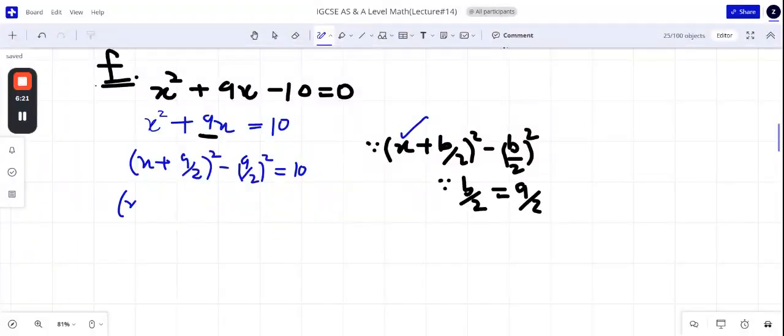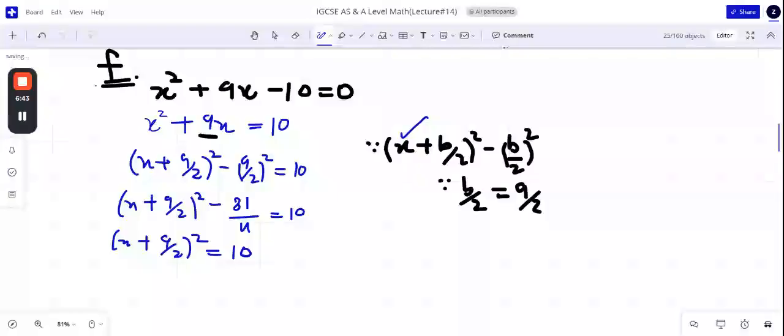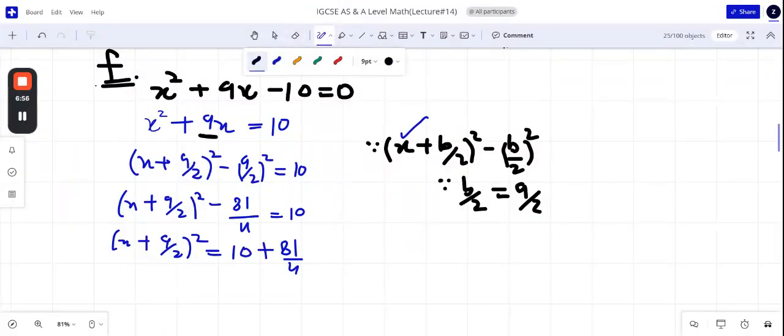So now (x plus 9 over 2) we will keep the same, and the square of 9 is 81 divided by 4, equals 10. So we will shift the constant value to the other side of the equals sign. (x plus 9 over 2) whole square equals 10 plus 81 over 4. It's a minus, so when you shift it to the other side, it becomes plus. Now there is a fraction, so we can make the other number, 10, also a fraction. There is no denominator, which means it will be 1.